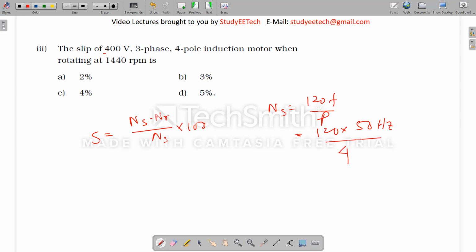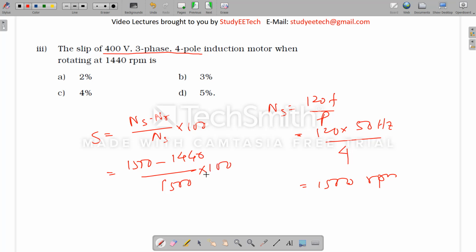But look, in the question the 50 hertz is not given, so I am assuming the line frequency to be 50 hertz, our standard. So this is equal to 1500 rpm, right? So slip equals (1500 rpm minus 1440) by 1500 into 100. The answer will be 60 by 1500 into 100, that is equal to 4%. So the answer will be this one. What is the next question?